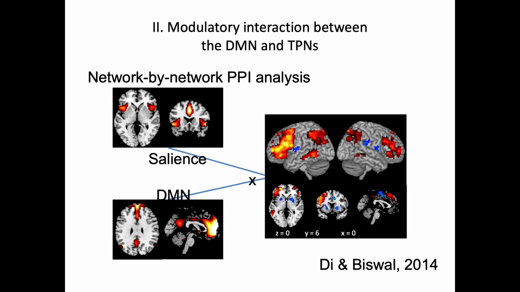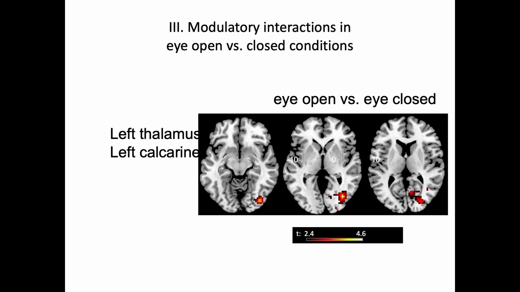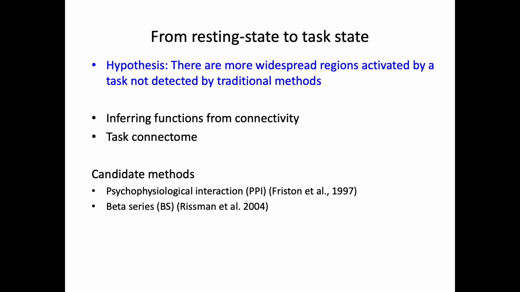Similarly, we show that salience network influences connection between default mode network and task positive network. Similarly, between eyes open and eyes closed, we show that the thalamus is involved. So using the information that during rest there is so much interaction between regions and network, we tested the idea that there are more widespread regions activated by task that are not detected by traditional method like GLM.